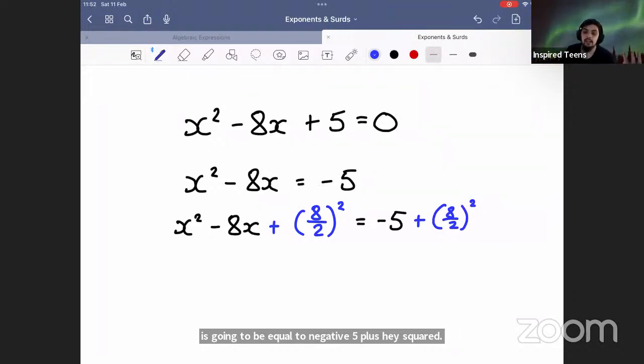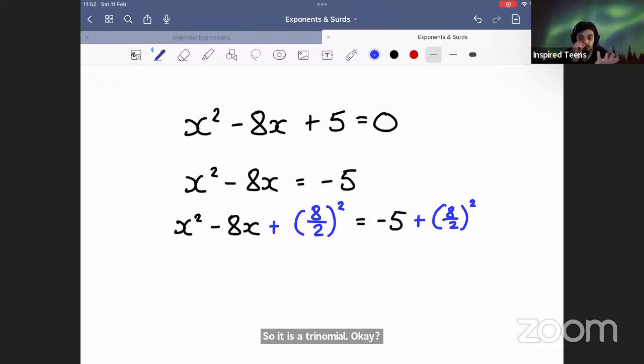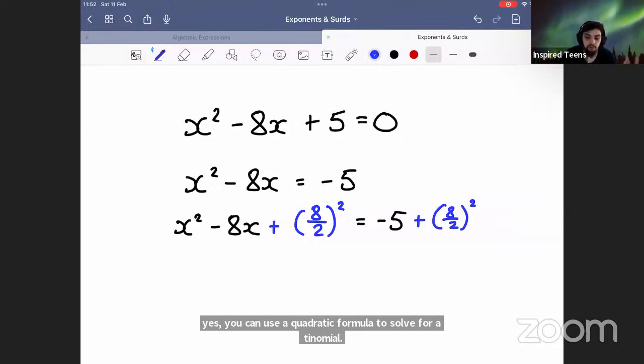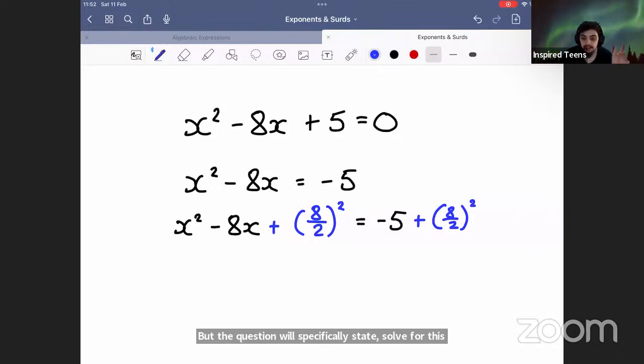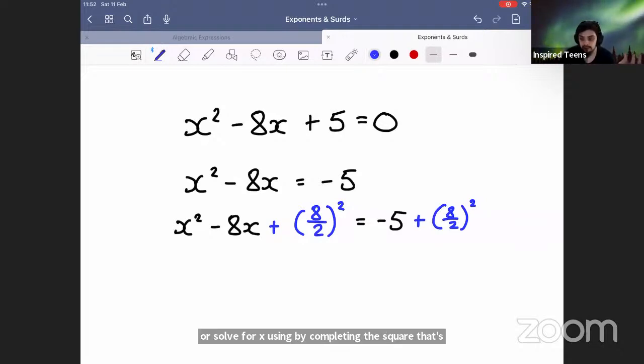Okay, so somebody asked, can we use the quadratic formula for this one? So it is a trinomial. At the end of the day, yes, you can use the quadratic formula to solve for a trinomial, but the question will specifically state solve for x by completing the square. That's what the question will specifically state. Okay.